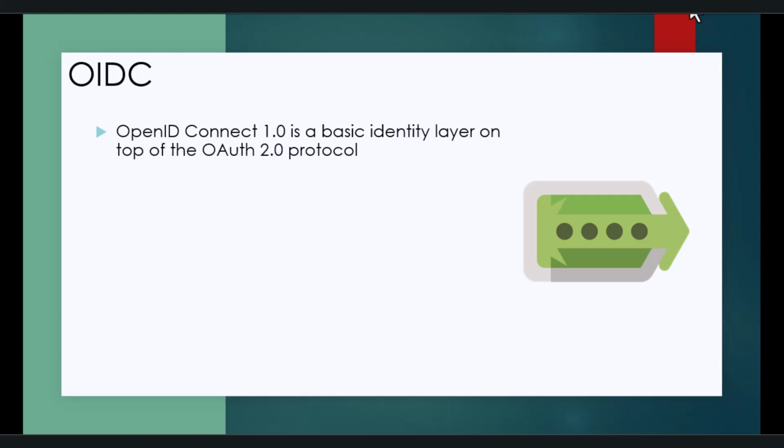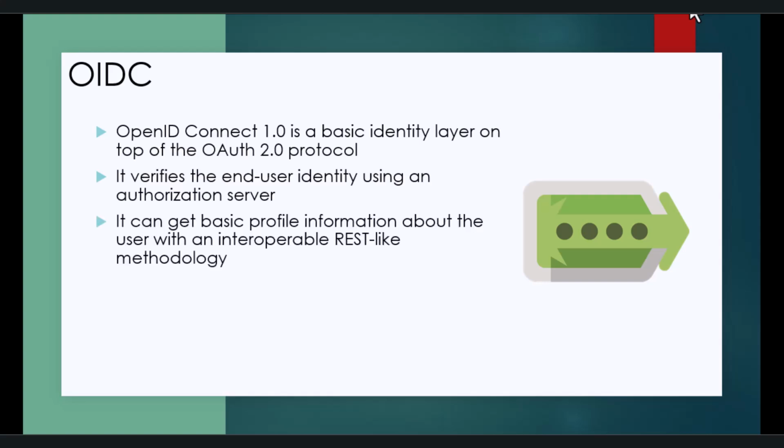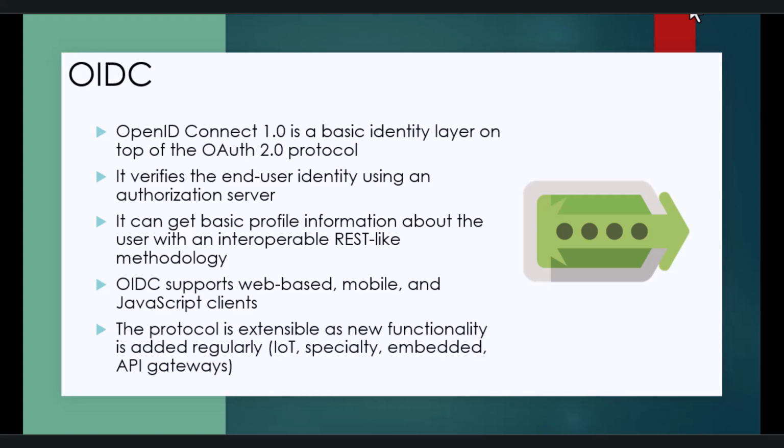OpenID Connect is a basic identity layer on top of the OAuth 2 protocol. In fact, you can do pseudo-authentication with OAuth 2, but the proper way to deploy this is with OIDC. It verifies the end-user identity using the authorization server. It can get basic profile information about the user with an interoperable REST-like methodology. And OIDC supports web-based, mobile, and JavaScript clients. The protocol is extensible as new functionality is added regularly for IoT, specialty devices, embedded devices, and to work with API gateways.